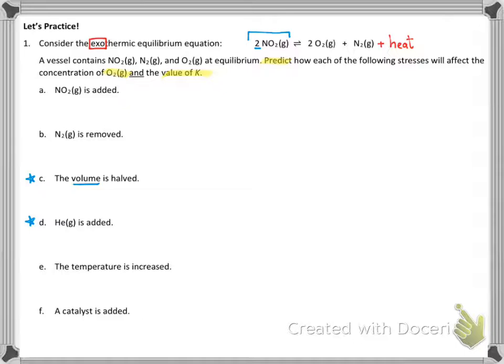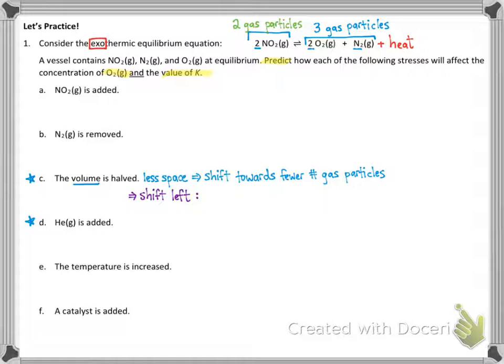I've got 2 NO2 gas particles as a reactant, so I'm starting with 2 gas particles on the reactant side. But on the product side, I'm producing 2 O2 particles and an N2 particle for a total of 3 gas particles. The reason this is so important is we just cut the volume in half. We've decreased the space available. So that means to reestablish equilibrium, we have to shift towards the smaller number of gas particles. Well, in this reaction, there are fewer gas particles on the reactant side, so we are going to shift left as a result of the stress.